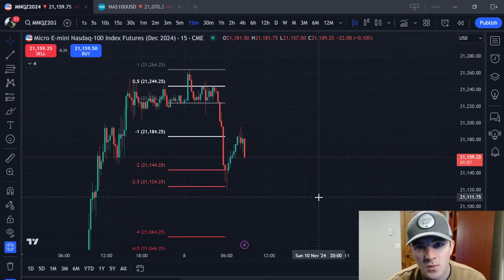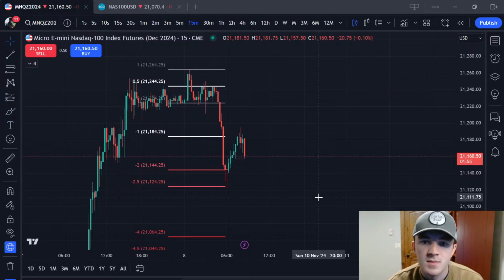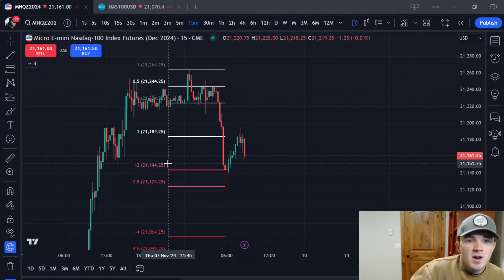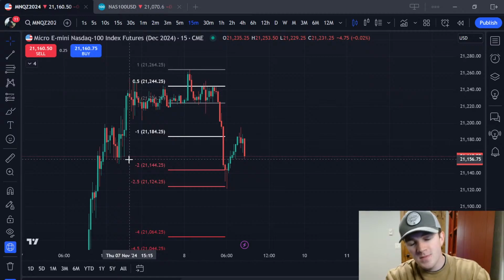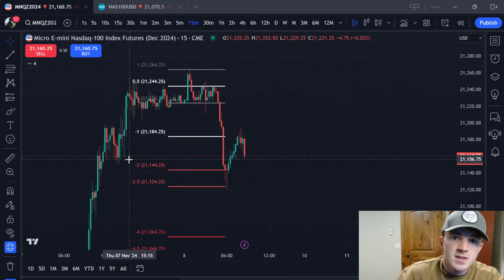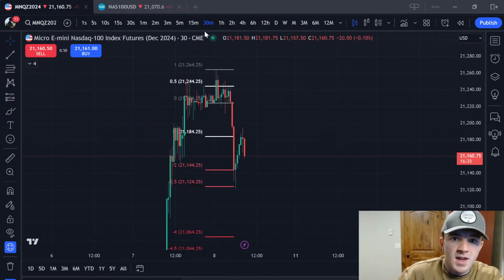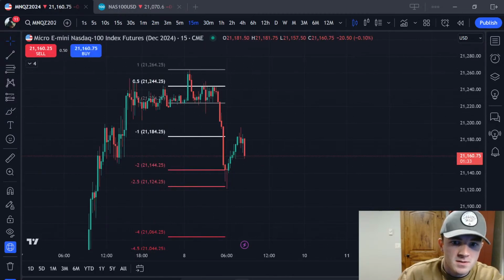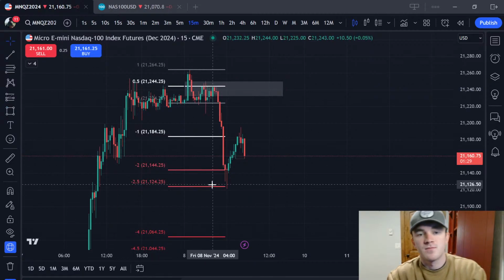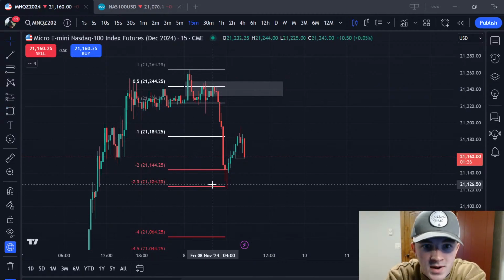Now guess where we went. To that 2 to 2.5 standard deviation right below this liquidity pool. Folks, the market is not random. It is not random. This is an inverse fair value gap, right here. See that? Boom. The market is not random.